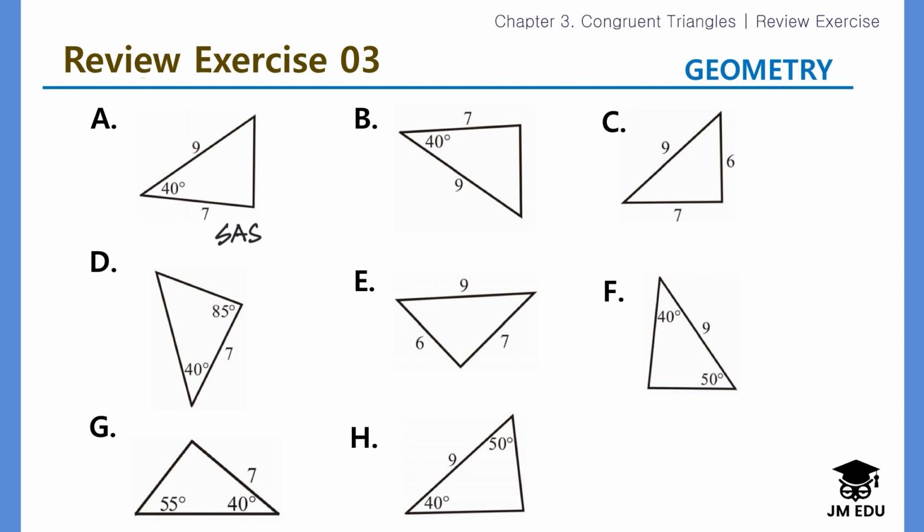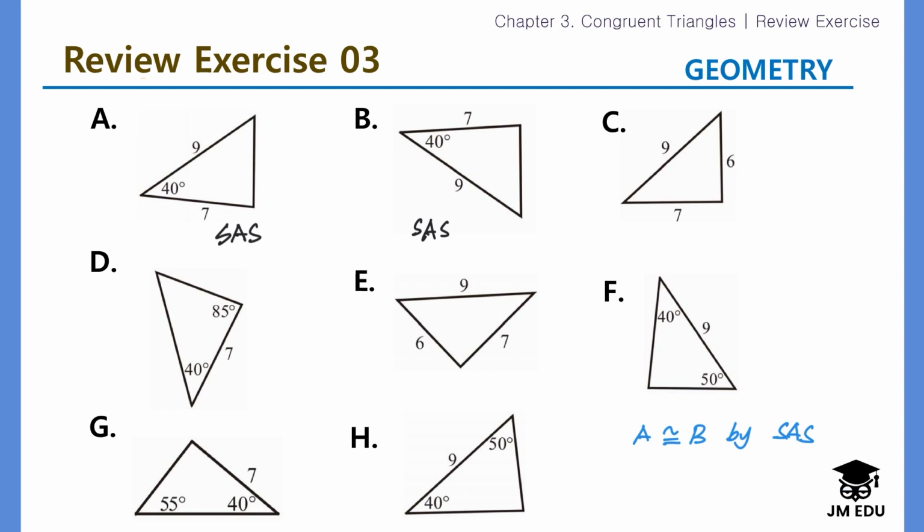B, we have also side 9, angle 40, side 7. 9, 4, 7, 9, 4, 7. Oh, these two triangles are congruent. So here we can say that triangle A is congruent to triangle B by SAS congruence. So let's look at C now. C, 6, 7, 9. 3 sides are given. So that's SSS.